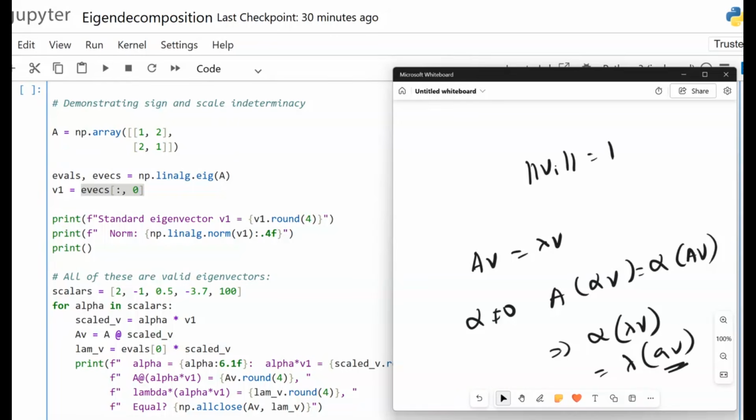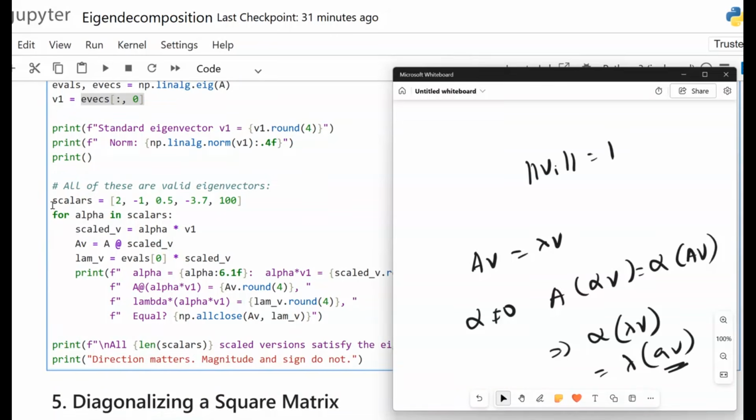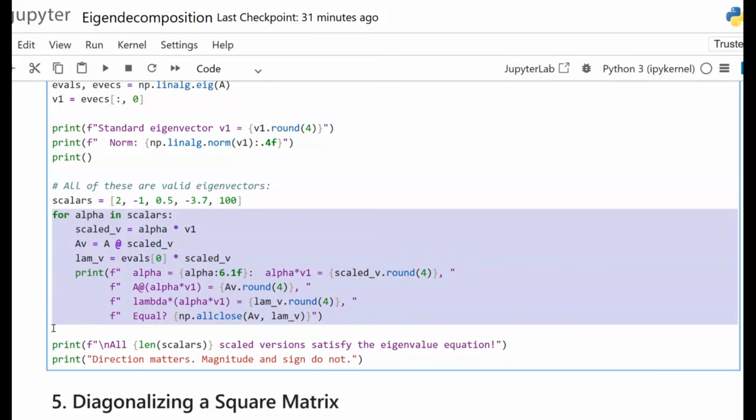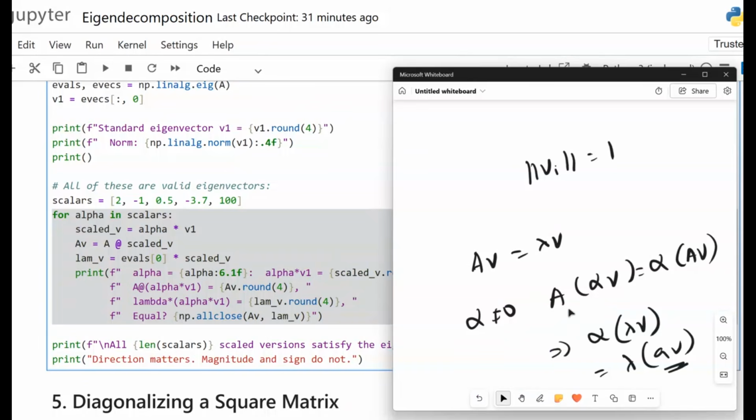And kindly observe, dear friends, this exact code demonstrates that for each scalar alpha, the code computes this in a loop. It verifies this with the allclose function. And it proves that each output line conforms to this: A multiplied by alpha V is equal to lambda multiplied by alpha V. So here the eigenvalue equation still holds after scaling. So let me just execute and view the outputs.